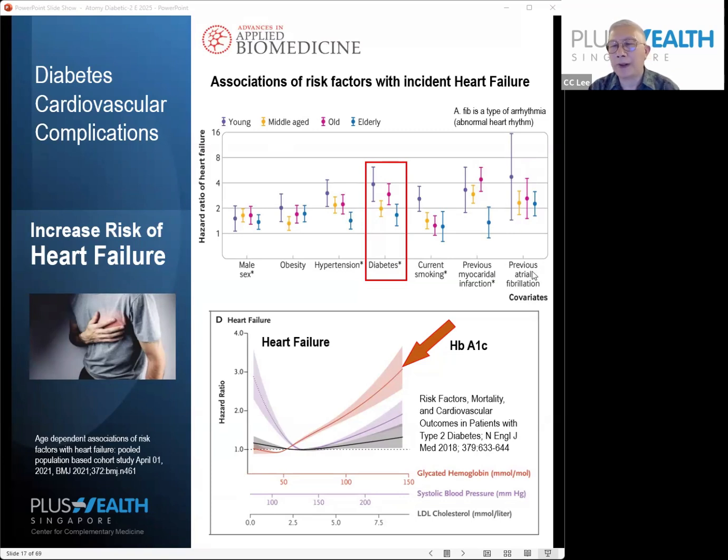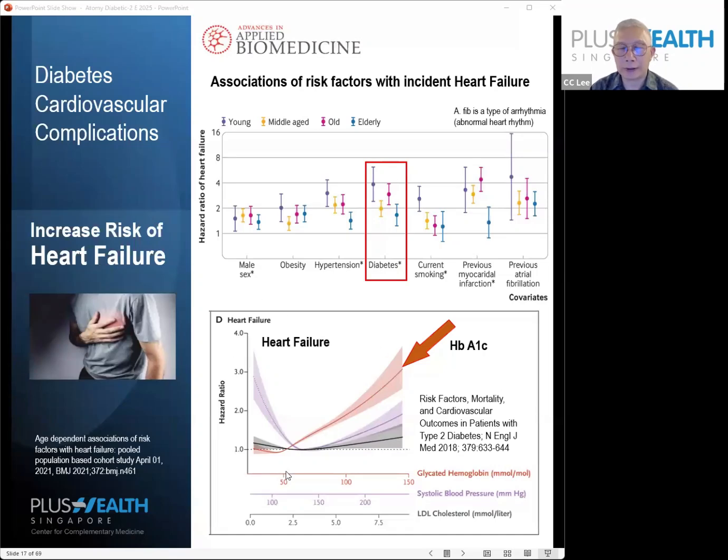Other than the previous atrial fibrillation, which is an irregular heartbeat, other than the medical condition whereby you suffer from irregular heartbeat or you have previously had a heart attack, right? These 2 are the medical conditions themselves. Among the common lifestyle risk factors, diabetes actually poses the highest risk for heart failure. So diabetic patients have one of the highest risk factors for having heart failure.